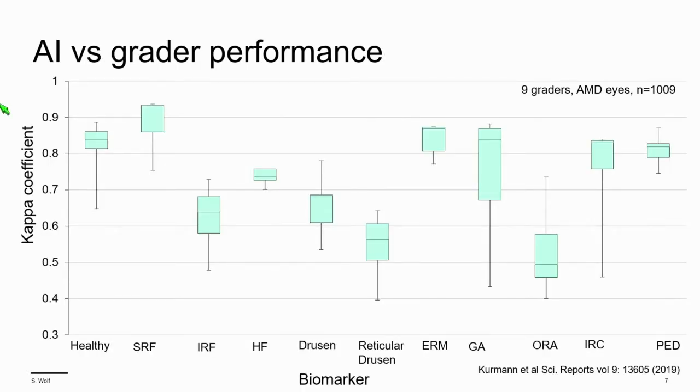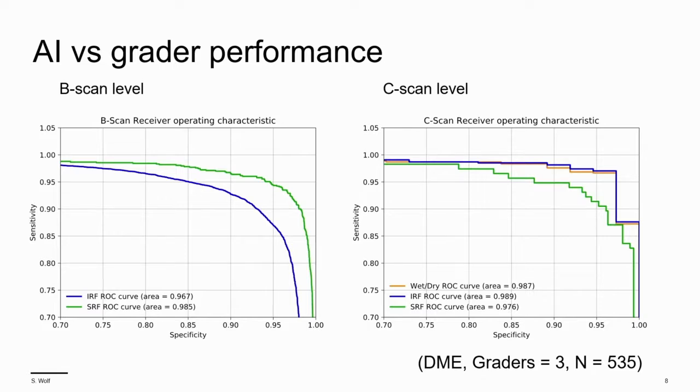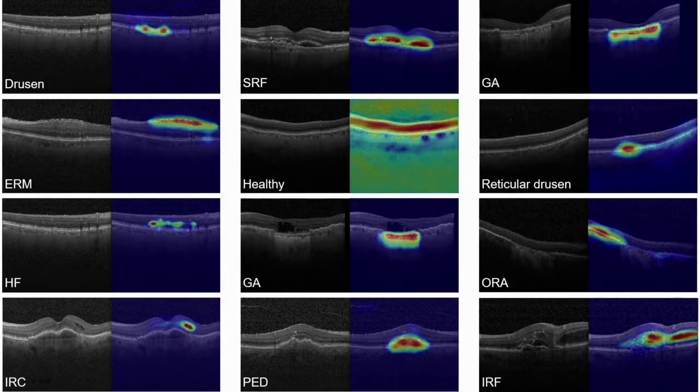We compared this with our human graders' performance, and the blue points show the performance of the artificial intelligence network. And you see that the AI system is at least as good as the human graders. We applied the same network to 500 patients with DME and compared this with three graders, and we can see that the ROC curves for finding intraretinal fluid or subretinal fluid are in the high 90s, so a very good concordance.